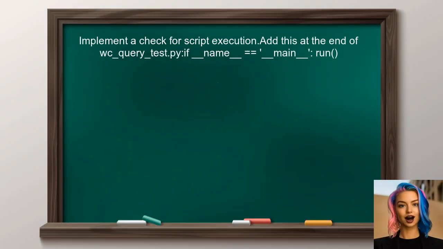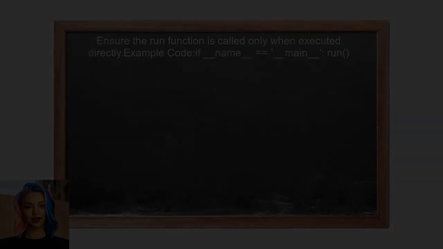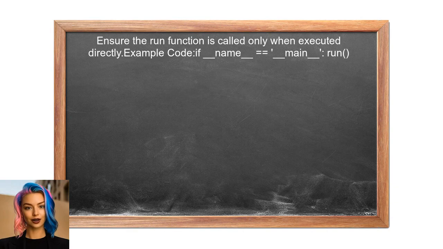Next, the user should implement a check to see if the script is being run directly or imported as a module. This can be done using the if name equals main statement. Now, the user should ensure that the run function is called only when the script is executed directly. This allows the script to function as a command line tool while still being importable.